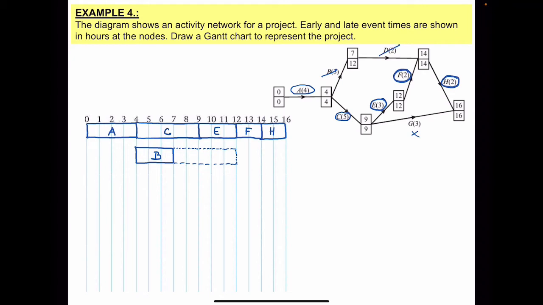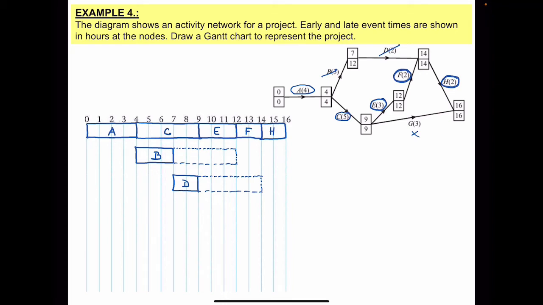So B is finished, then I have D. D starts at 7. It takes 2 hours. And then the float for D is 14 minus 2 is 12, and minus 7 is also 5. So 1, 2, 3, 4, 5. So this is my D.